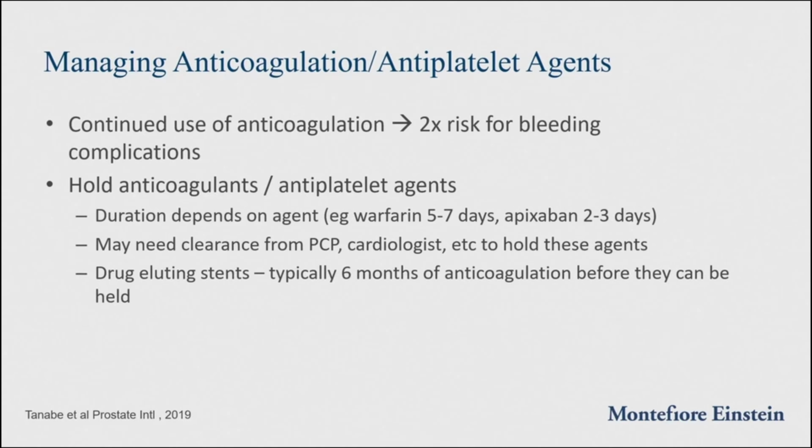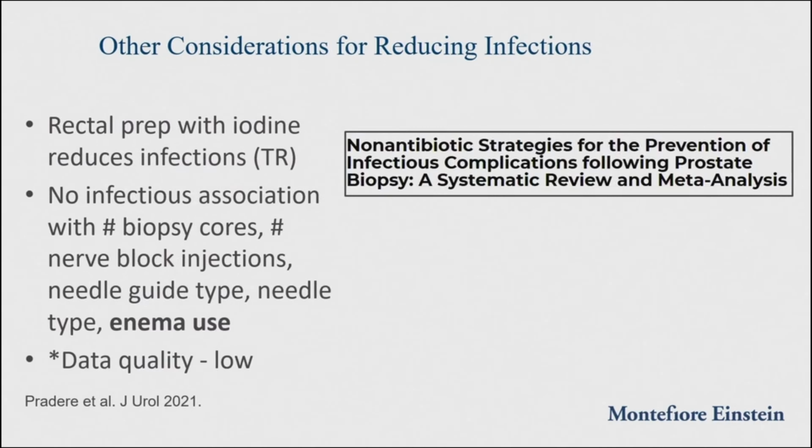What do you do about anticoagulation and antiplatelet agents? If you do continue the use of anticoagulation, there is on average about a 2 times risk of bleeding complications. And so the recommendation is to hold anticoagulants or antiplatelet agents if and when possible. The duration for how long you hold them depends on the half-life of the agent. Certainly if there's somebody who's had a recent cardiac stent, the risk of occlusion of their cardiac stent within the first 6 months would be very high. You also have to consider the risks of holding their anticoagulation and consult with their cardiologist.